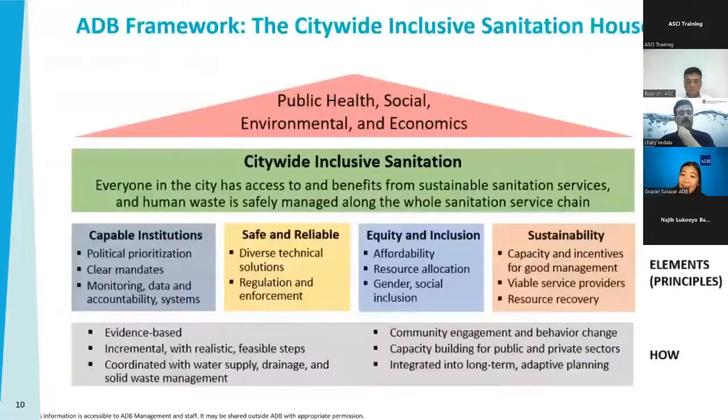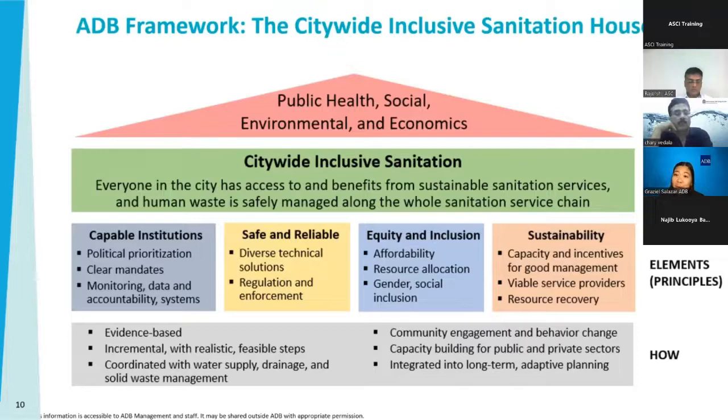In the next slide, we can see the ADB Citywide Inclusive Sanitation House. As we can see here in the framework, CWIS comprises 4 elements: capable institutions, safety and reliability, equity and inclusion, and sustainability. These come with associated actions to achieve the desired outcome, which is eventually for everyone in the urban area to have access to and benefit from adequate and sustainable sanitation services.